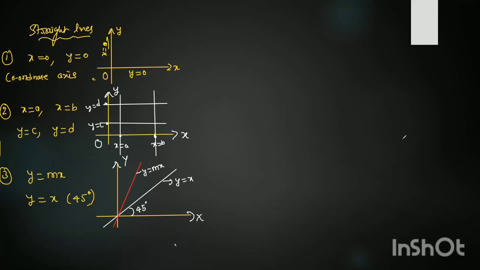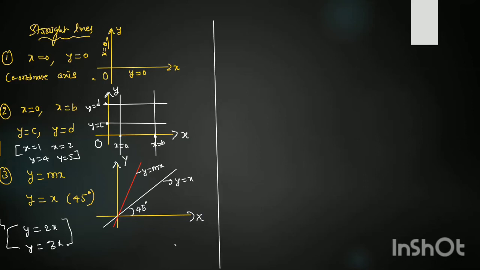These are also straight lines. See how they will give these straight lines. They will be given in the form of y is equal to 2x, y is equal to 3x, like this. Here they will give in the form of x is equal to 1, x is equal to 2, y is equal to 4, y is equal to 5. These are straight lines. Whenever they say coordinate axis, x equal to 0 and y is equal to 0, it's confirmed. Here they may give y is equal to 2x, y is equal to 3x, or y is equal to x. So these three things are clear to everyone? Yes, sir.